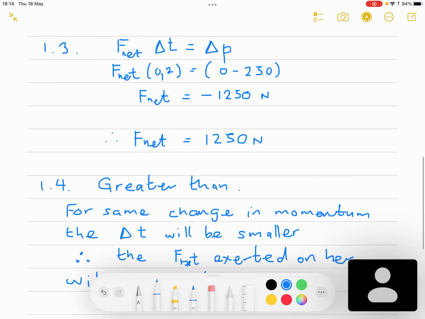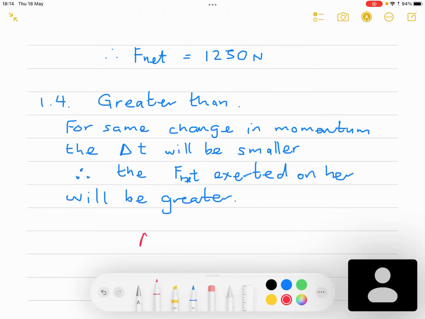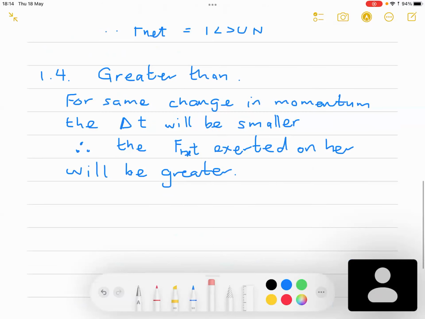Okay, so if you just look at this equation, F net is equal to delta P. From here, F net is equal to delta P over delta T.